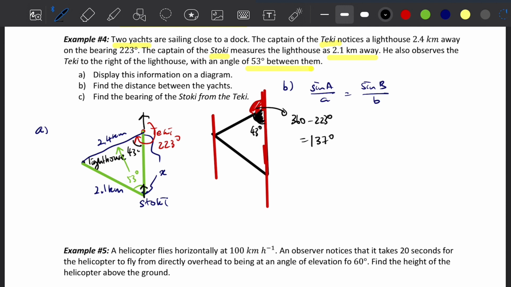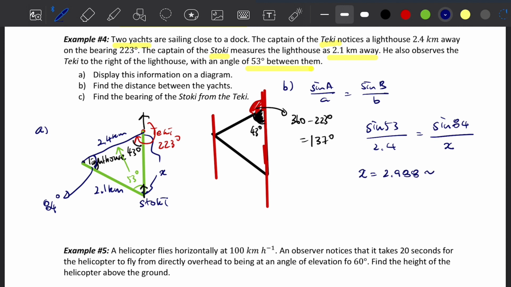This is 43 degrees. That means this angle here is 84 degrees. We can say the angle 53 has the side 2.4, and the angle 84 has the side x that we are trying to find. Then the x value is about 2.988, so it's approximately 2.99 kilometers.